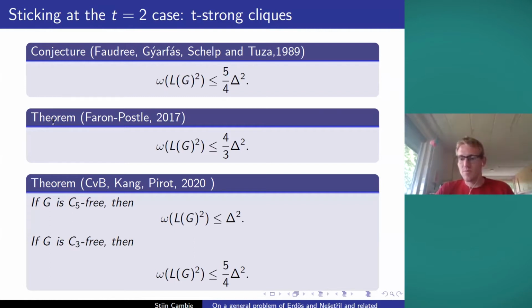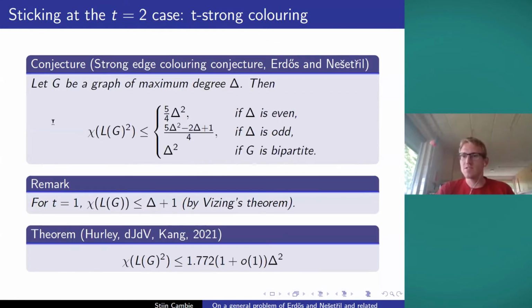And there is also another one, which is pretty famous and also called the conjecture of Erdős and Nešetřil, because they stated it in a different paper. In this case, instead of looking at the clique number, they look at the chromatic number of the square of the line graph. So note that the clique number is a lower bound of the chromatic number. So this is a harder question. And the chromatic number of the square of the line graph is called the strong chromatic index of a graph. And they conjecture that the same bounds do hold.